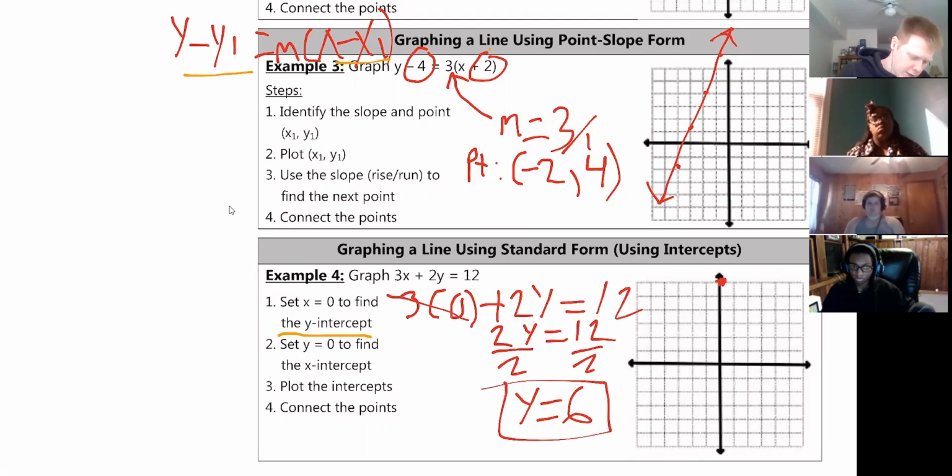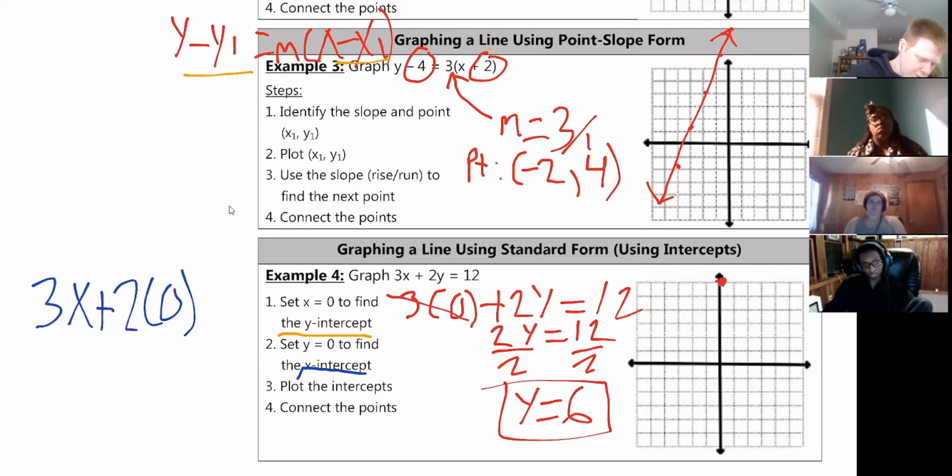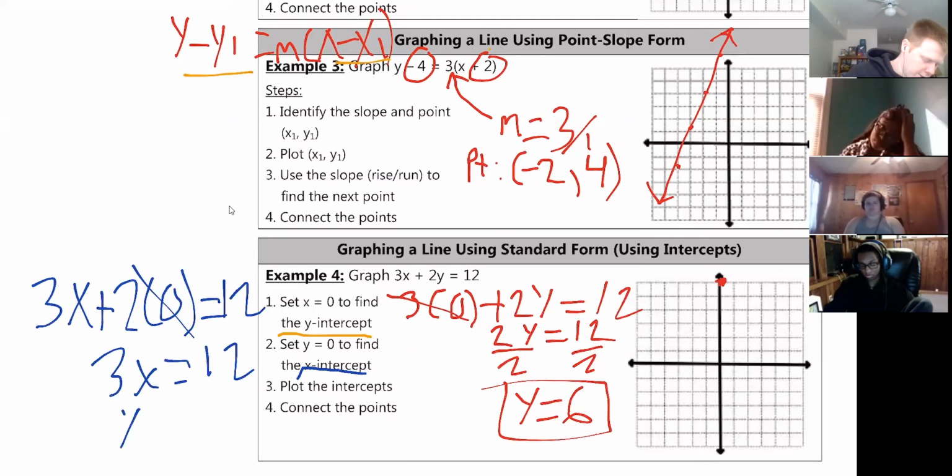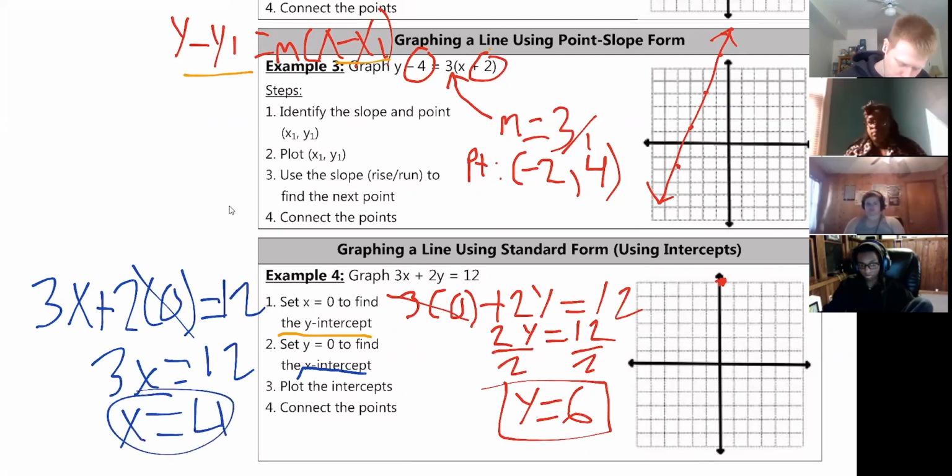I'll do the x-intercept in a different color. To find the x-intercept, it's very similar, except you make y equal 0. Basically, you just get rid of the y part of the equation. So you would see that your x is 4. All that means is if you go on your x-axis, you would just go over to the right 4, and then you can just connect those two dots.